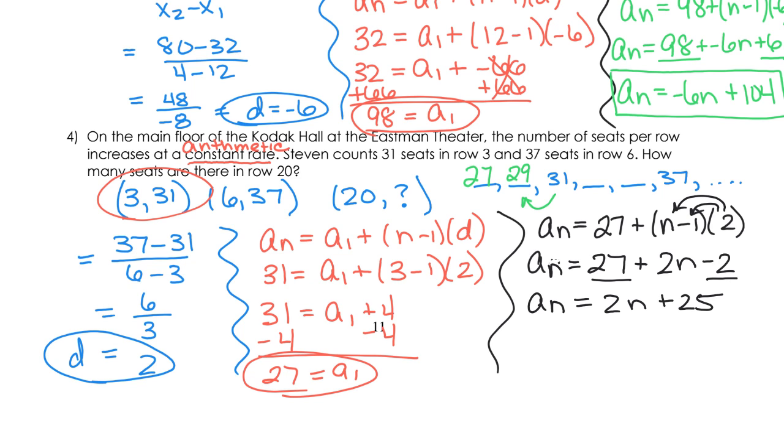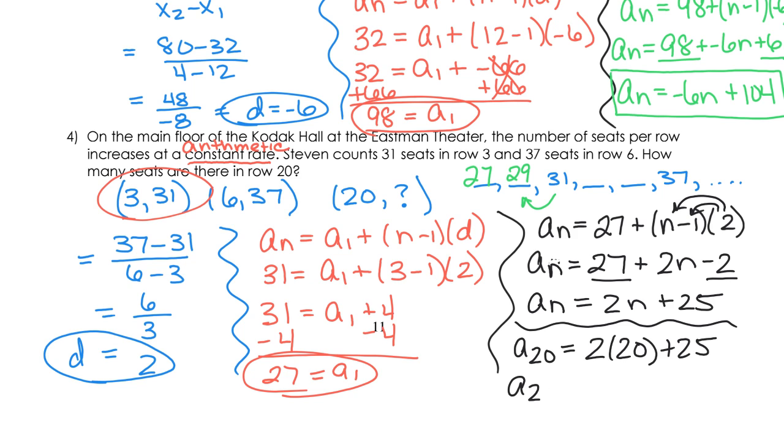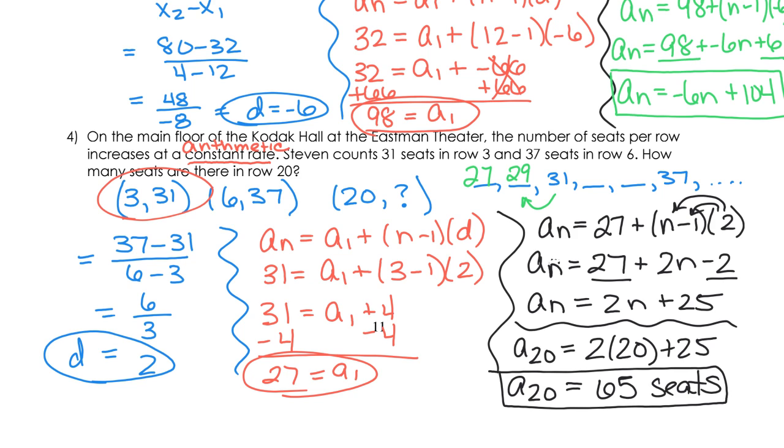Okay, and now that I have my formula, remember the question that they wanted to know, how many seats are there in row 20? So we'll say a sub 20 equals 2 times 20 plus 25. And so a sub 20 comes out to equal 65. There are 65 seats in the 20th row, okay, with that pattern.